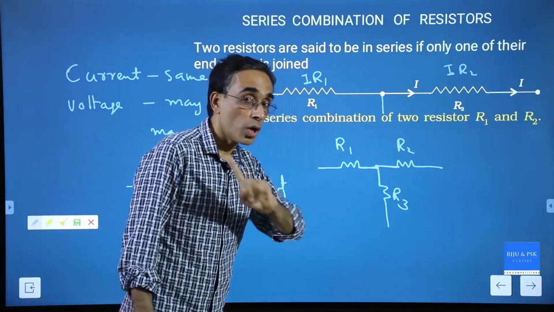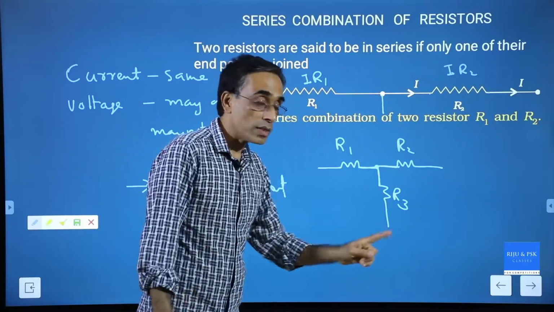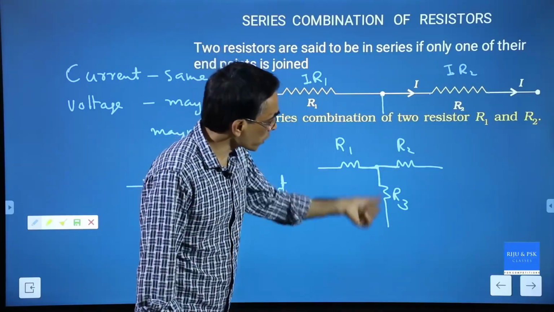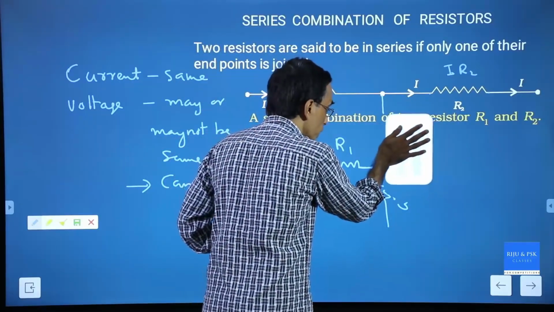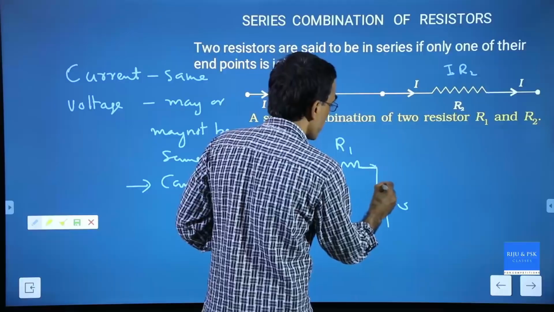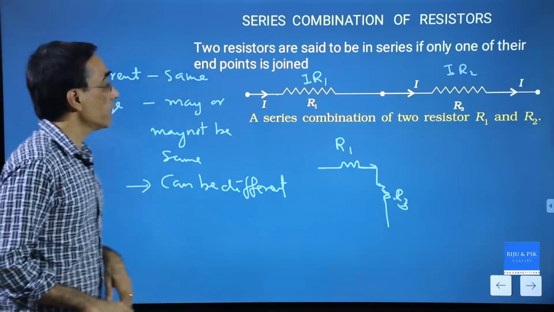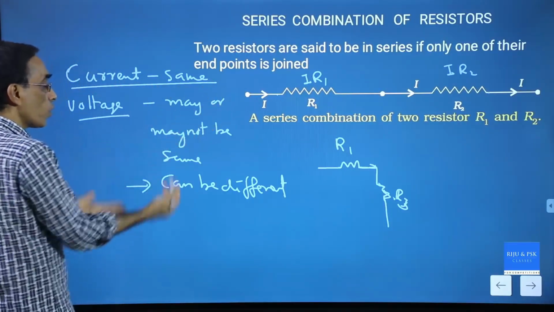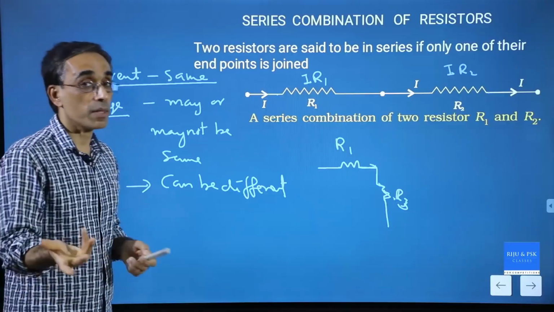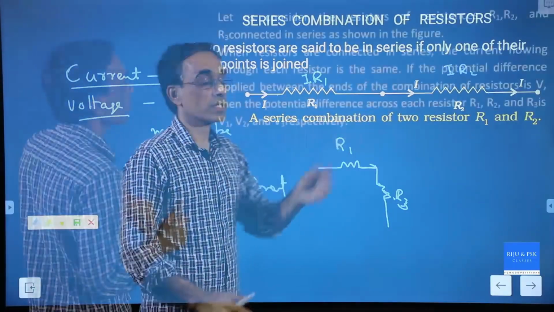R1 and R2 not in series because of R3. R2 and R3 not in series because of R1. R1 and R3 not in series because of R2. Suppose R2 is missing, R2 is absent, then definitely R1 and R3 are in series. In series connection, current is always same, but the voltage may or may not be same. It can be different. Equal resistor, same voltage.